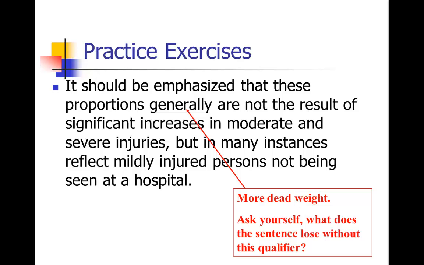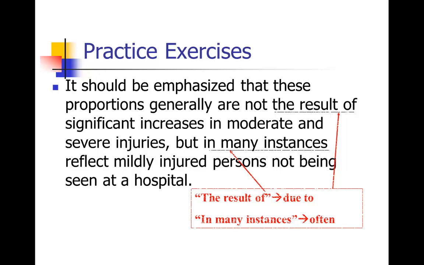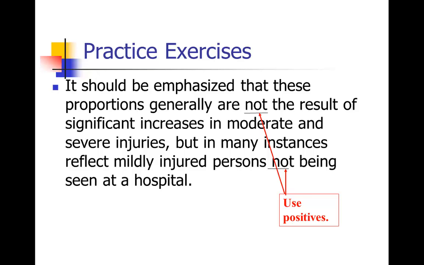You probably heard as I was reading this out loud some wordiness. So we got "the result of," which could be shorter. You could write "due to." "In many instances" could just be "often." So we're getting some longer phrases that we could make shorter. You probably also heard those "nots." Hopefully you're starting to recognize the use of the negative. So you probably heard me kind of stumbling over those a little bit when I'm reading. "They are not the result of significant increases." "Reflect a mildly injured person's not being seen in a hospital." You can see that that's really very awkward. So can you somehow turn those into positives?